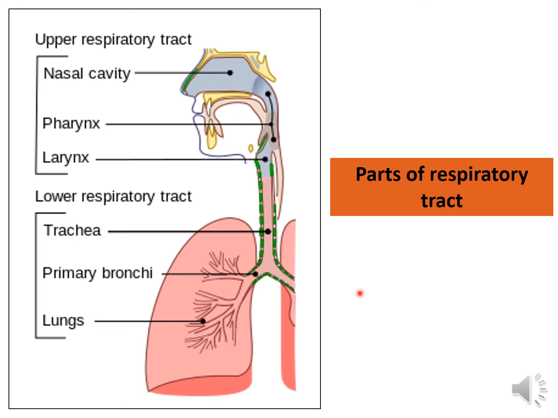Parts of the respiratory tract. Structurally, the respiratory tract is divided into upper respiratory tract and lower respiratory tract. As you see in the picture, the upper respiratory tract includes nasal cavity, pharynx and larynx. On the other hand, the lower respiratory tract includes trachea, the principal bronchi and its divisions, and finally it leads to the lungs.